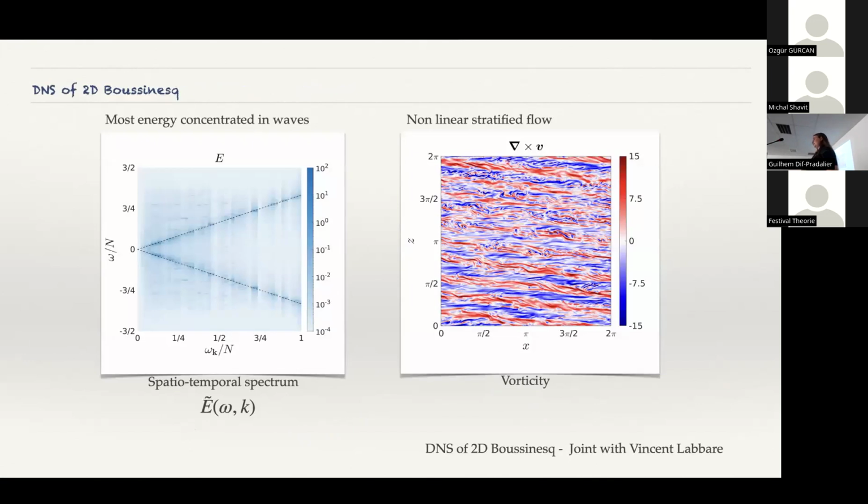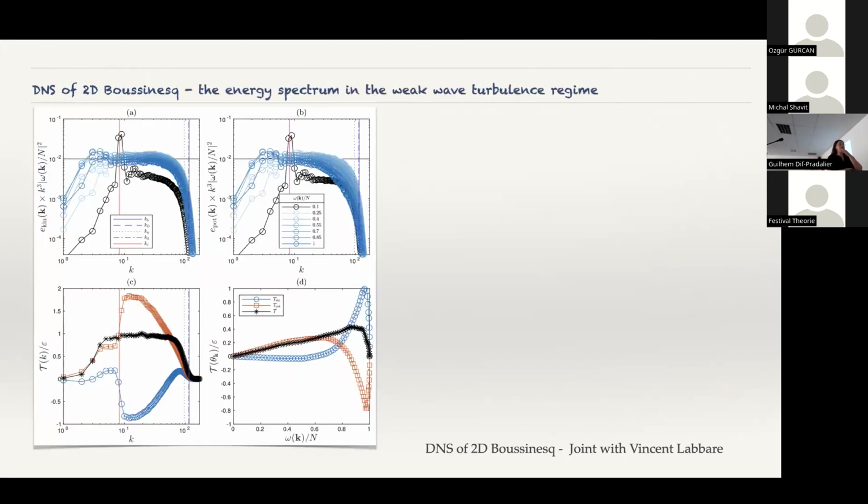Then we did a numerical simulation of the 2D Boussinesq equation to see if we see the spectrum. In weak wave turbulence, this is the spectrum that we see. So we see that the spectrum is behaving like this spectrum. What you see here, when you're not very, very close to shear modes, the black ones are shear modes. This is the solution in the inertial range, normalized to the theoretical prediction.